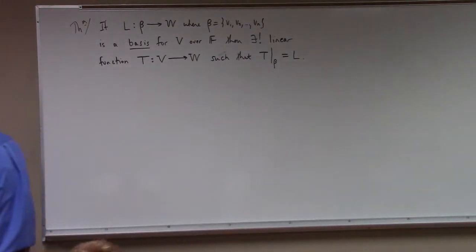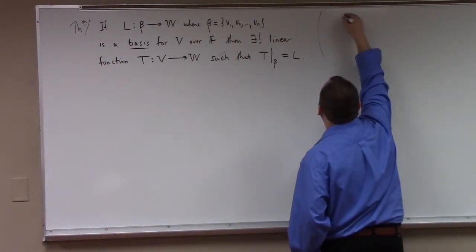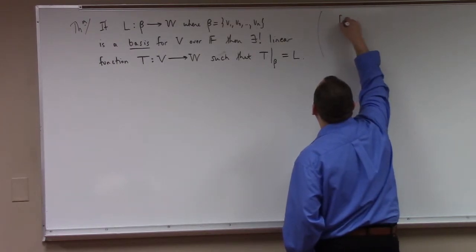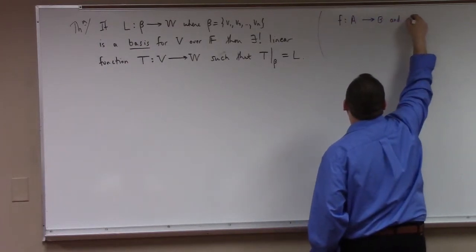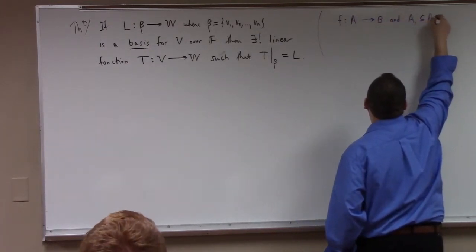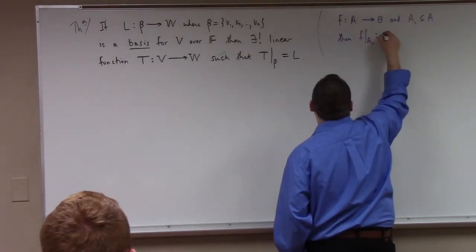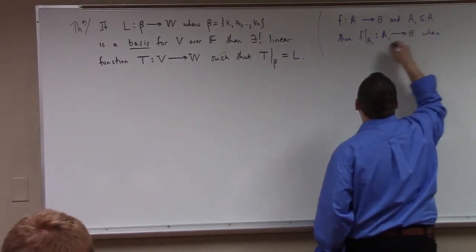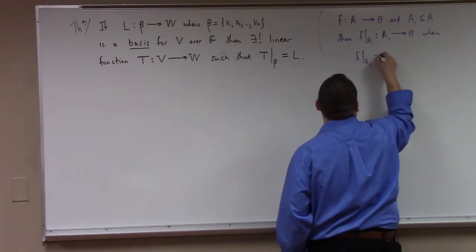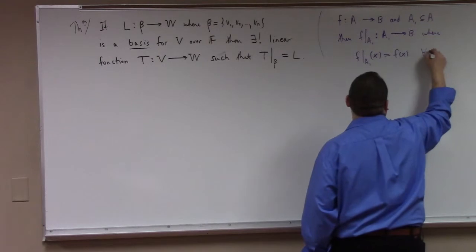So what's this restriction business? What's a restriction? If we have f as a function, let's say from A to B for a second, and say A1 is a subset of A, then f restricted to A1 is by definition a mapping from A1 to B, where f restricted to A1 of x is just equal to f of x for all x in A1.